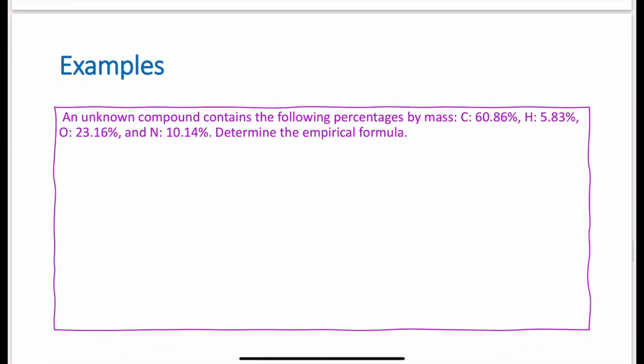Next up, an unknown compound contains the following percentages by mass: 60.86%, 5.83%, 23.16%, and 10.14%. Determine the empirical formula. So again, because I'm given percentages, I'm going to go ahead and assume a 100-gram sample.